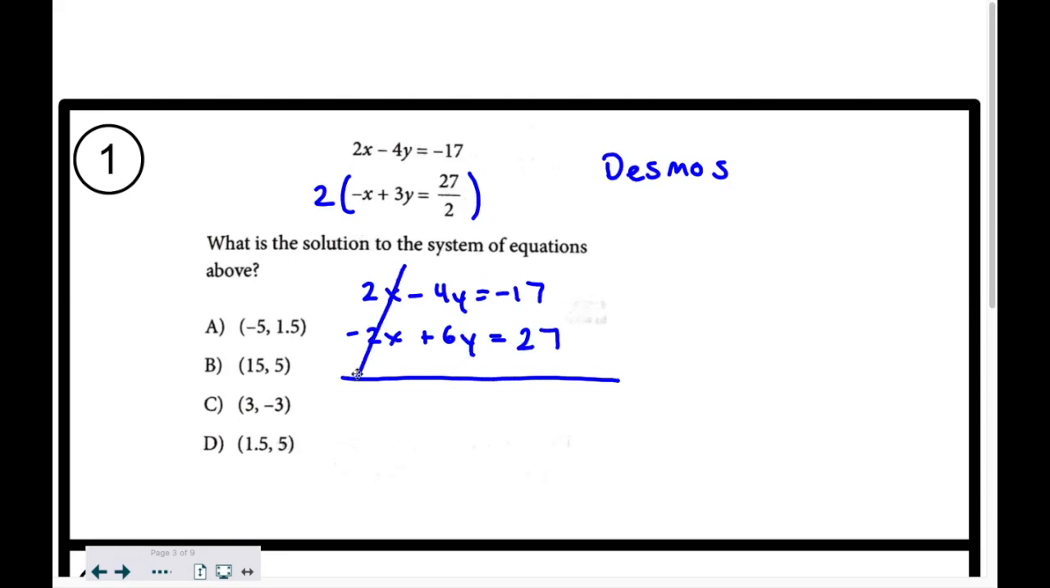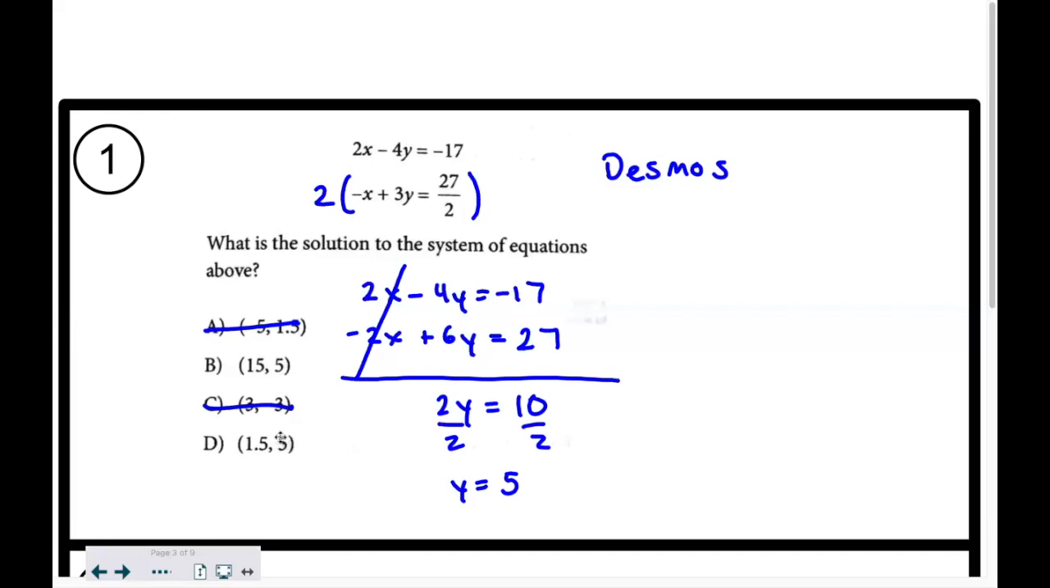So the x's are eliminated. Negative 4y plus 6y is 2y, and negative 17 plus 27 is 10. And I can now see that y is 5. Now, unfortunately, that eliminates these two answers, but it doesn't tell me what x is, since these both have y equals 5.